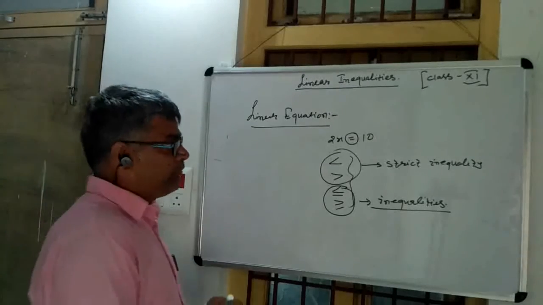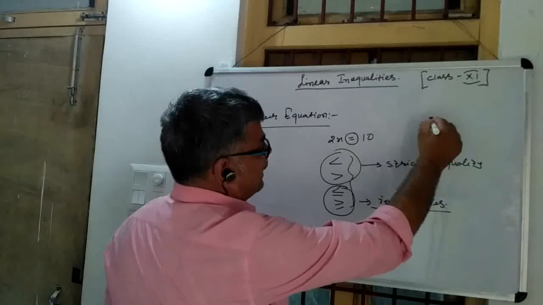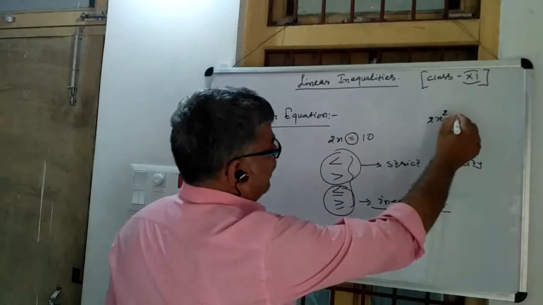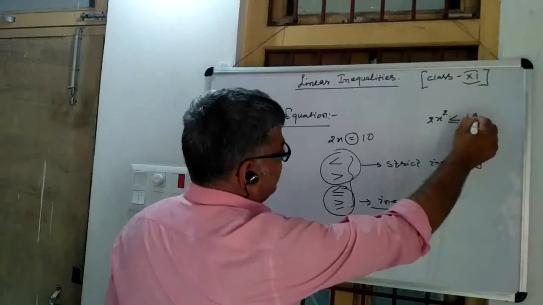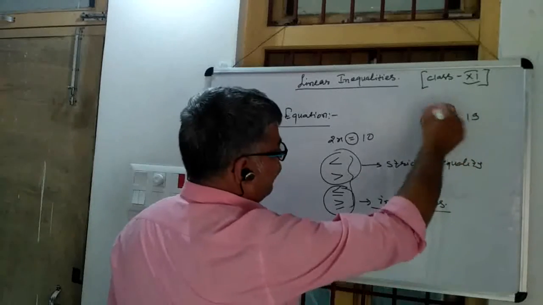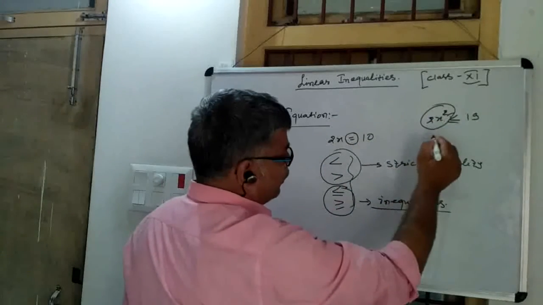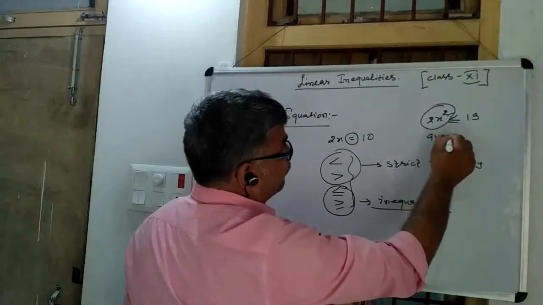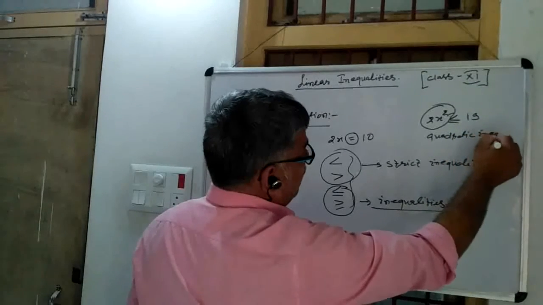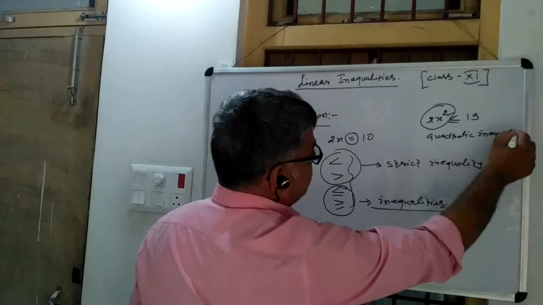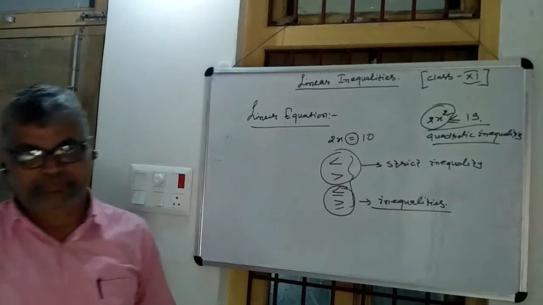Now, if the degree of the variable becomes 2, like this, less than or equal to 19, this is an example of a quadratic inequality because its degree is 2. It is not in your syllabus.